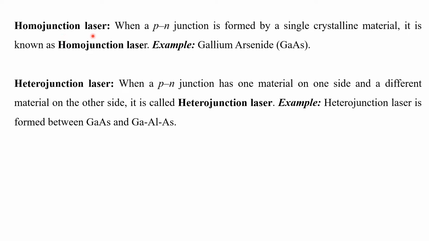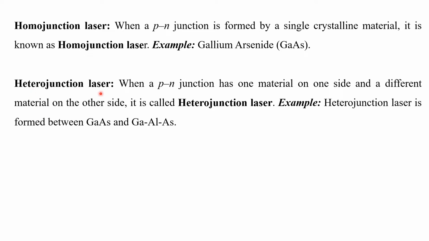Now, what is Homo junction laser? Homo junction laser is basically a p-n junction diode, and in this Homo junction laser, the p-n junction diode is formed by a single crystalline material. Since it is a single crystalline material and there is only one junction, it is known as a Homo junction laser. An example is gallium arsenide, indium phosphate, etc.